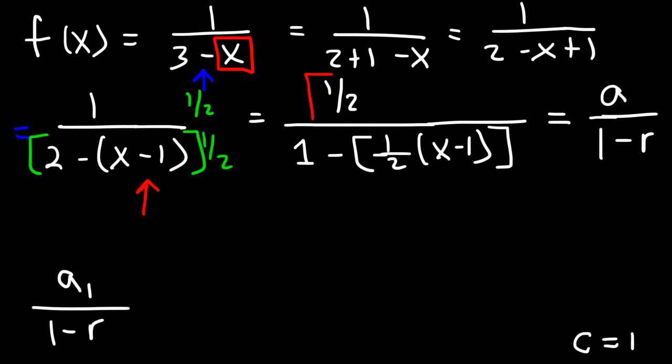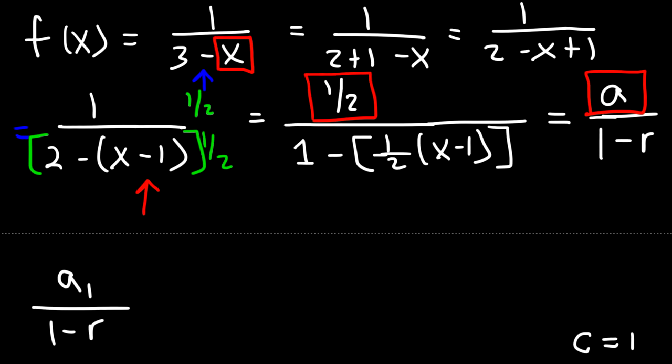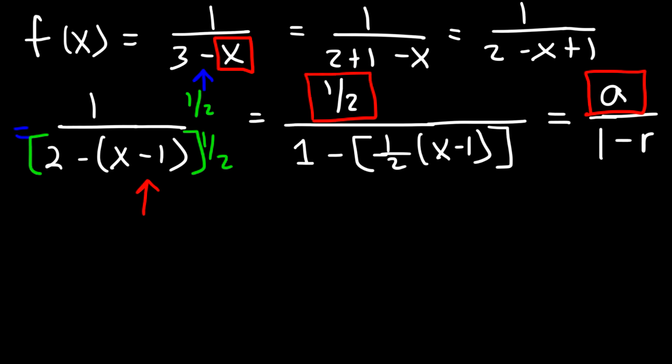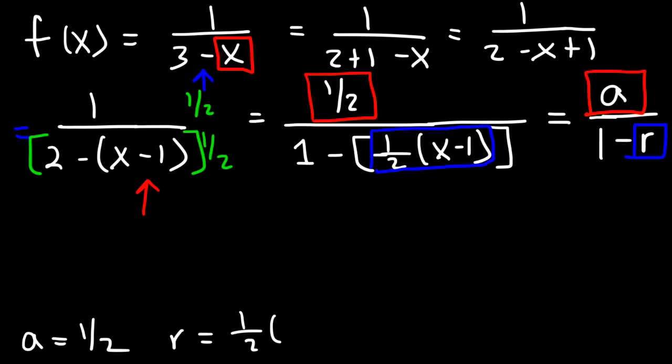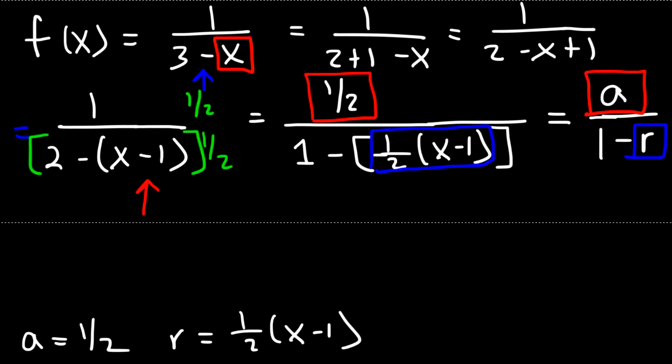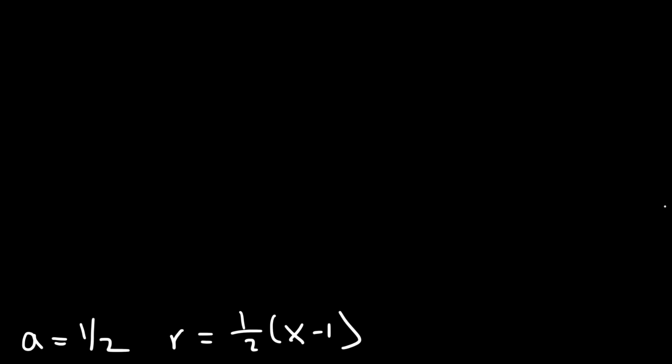So we could see that a is 1/2. So let's write that down. And what is the common ratio in this example? The common ratio r is 1/2 times x minus 1. So now that we have that, let's get rid of this. And let's determine the interval of convergence first. So let's start with this expression.